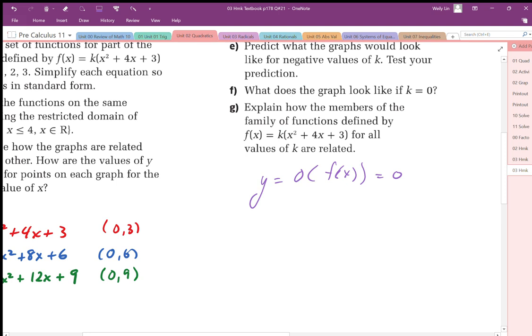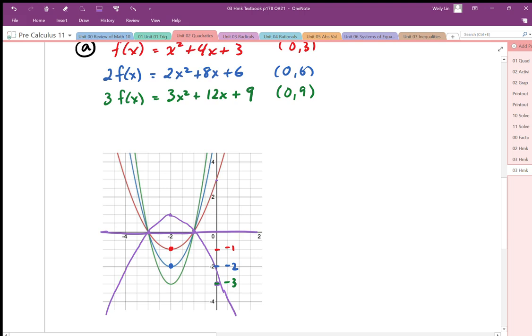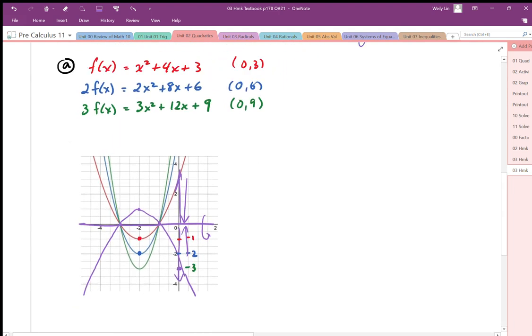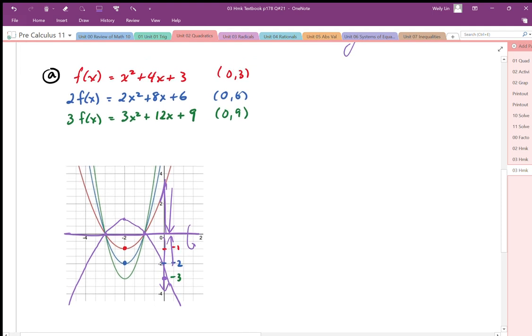Everything gets compressed to 0, and then we want to explain how the members of the family of functions defined by f of x equals k x squared plus 4x plus 3 for all values of k are related. Essentially, we've mentioned this before, the k value is going to stretch everything vertically from the x-axis, or compress vertically to the x-axis, or flip across the x-axis. So that's what the k value is going to do for all these graphs. In fact, not only is it going to do this for parabolas, it will do it for all different functions.